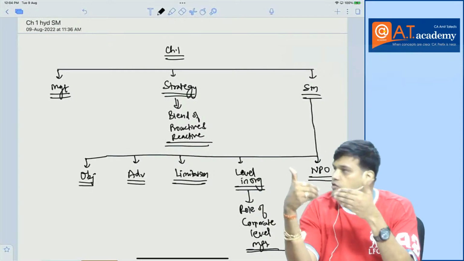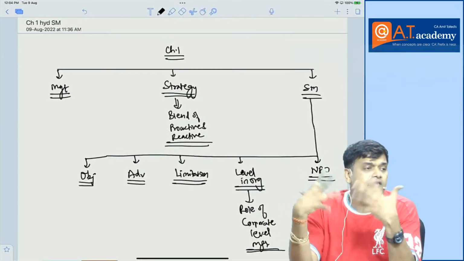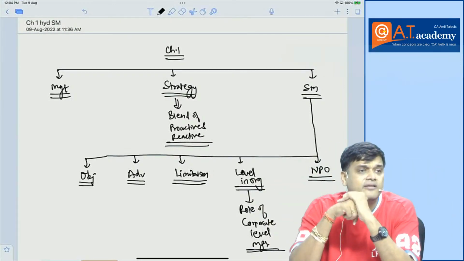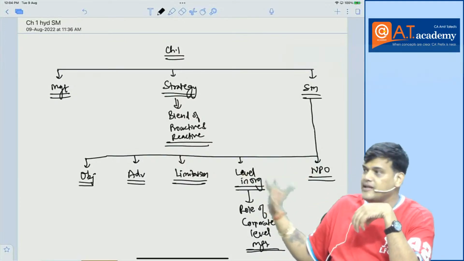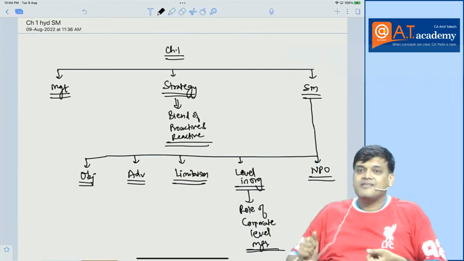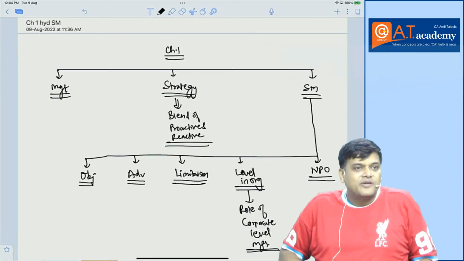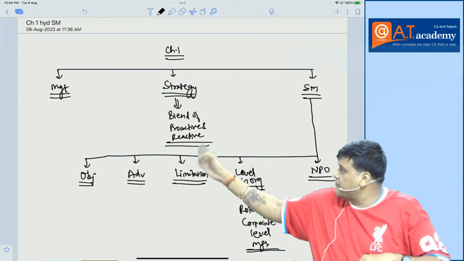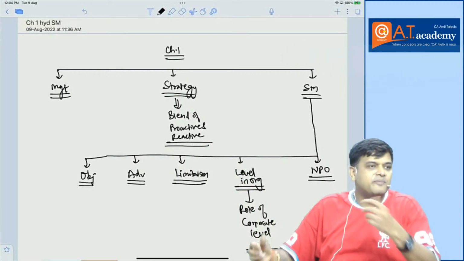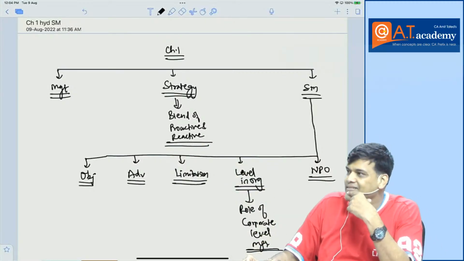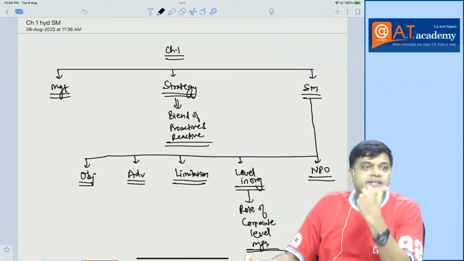Is that point clear? So what is the main portion of this chapter? Main portion is SM. How many questions are there in this chapter? Practically speaking, 1, 2, 3, 4. Inside 4, there are points 5 and 6. 6 questions. We are done with the chapter. That's it. This is your complete chapter.